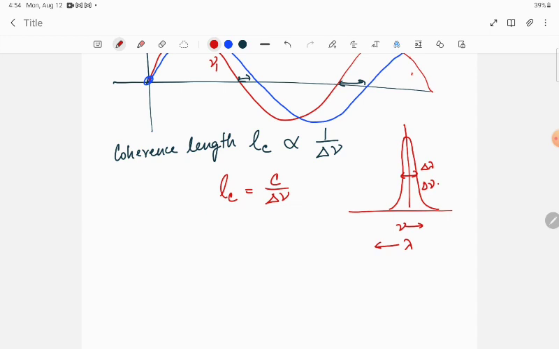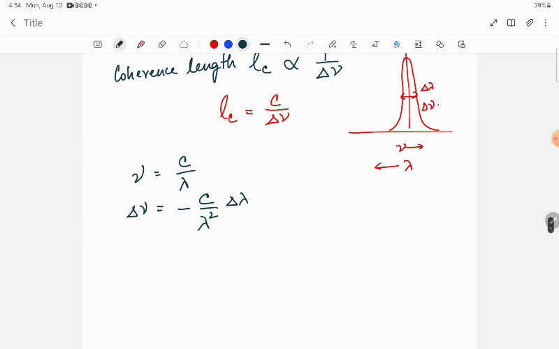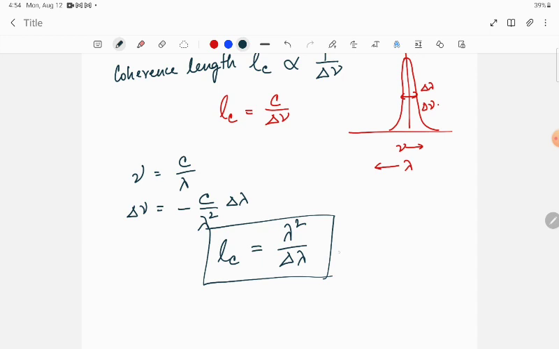Now L_C is c by delta nu, and then we all know that nu is c by lambda, and therefore delta nu is minus c by lambda squared delta lambda. And substituting this in the expression for L_C, we have L_C is nothing but lambda squared by delta lambda, ignoring the negative sign which is not needed here. So this is called the coherence length.